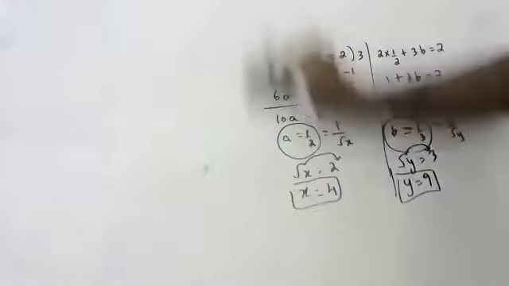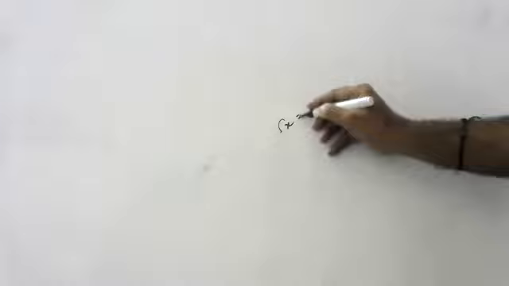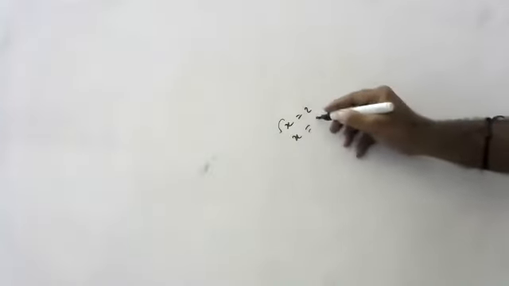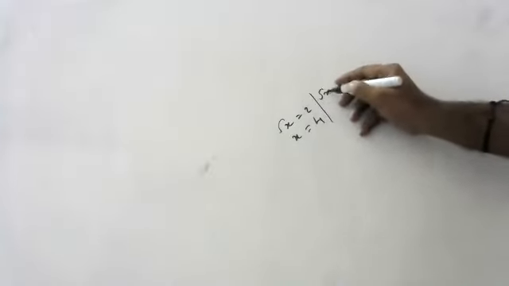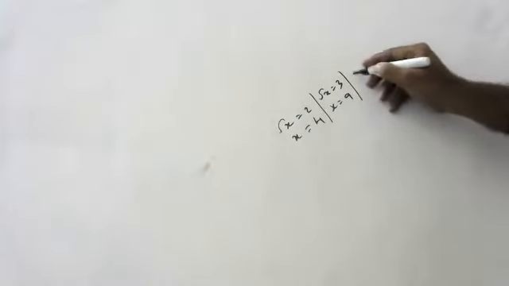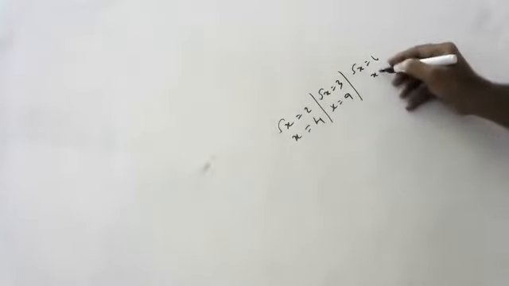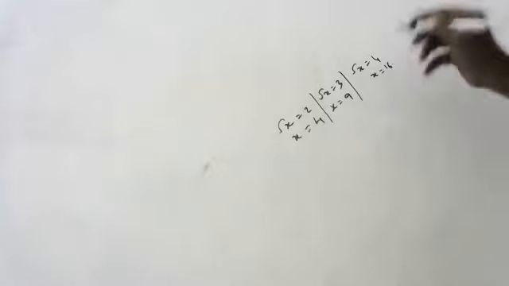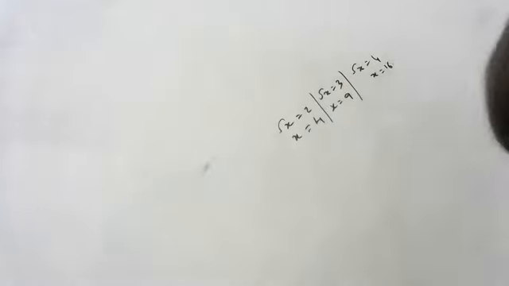One more sum, children. If root x is equal to 2, what is x, children? 4. If root x is equal to 3, what is x? 9. If root x is equal to 4, what is x? 16. For your sake only I'm telling you, children, try to understand.